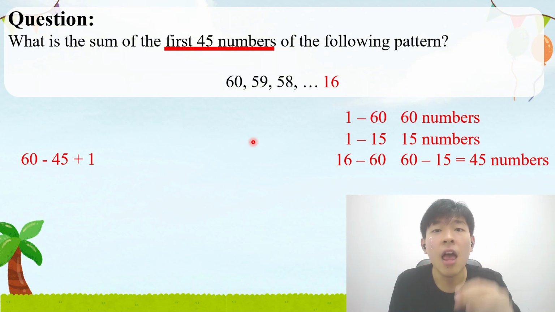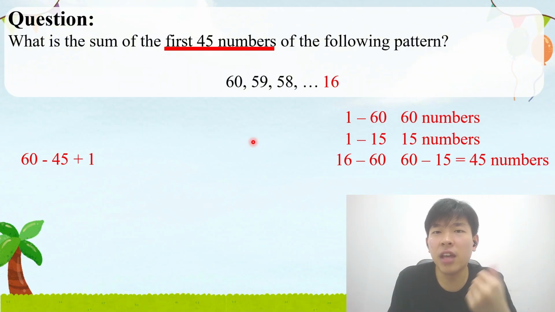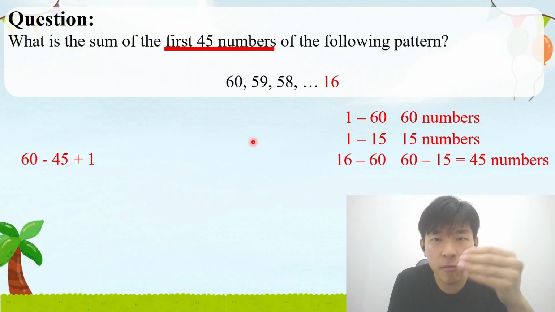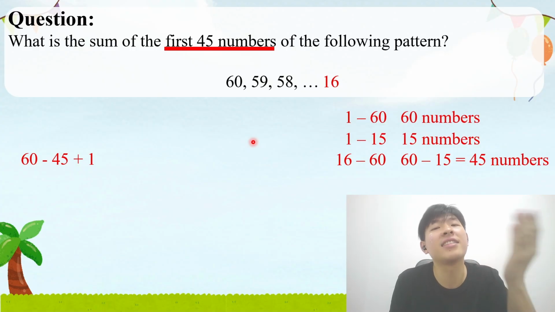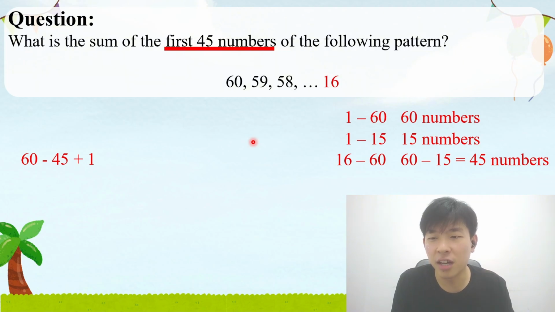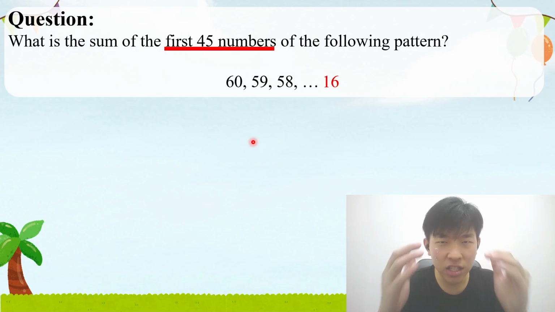Take a small example. 60 and 59. There are 2 numbers. Now we know that this pattern ends at 59. But if I take 60 minus 2, then the number we get is 58, which is not the number that I want. When we take 60 minus 2, we minus off both 60 and 59. So we get 58. But here, I want the number that ends, which is 59. So here, I need to plus another 1. This is the correct way: 60 minus 45 plus 1. So now, we know that the number ends at 16.